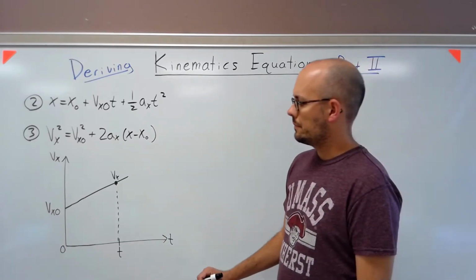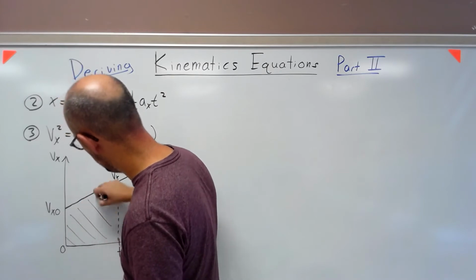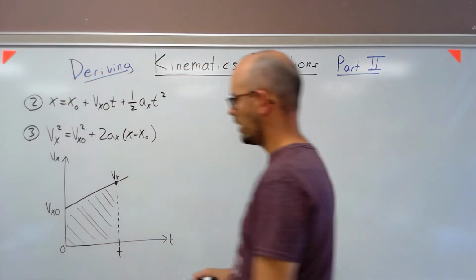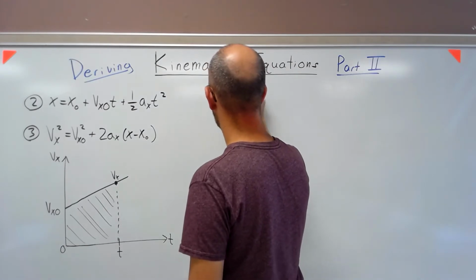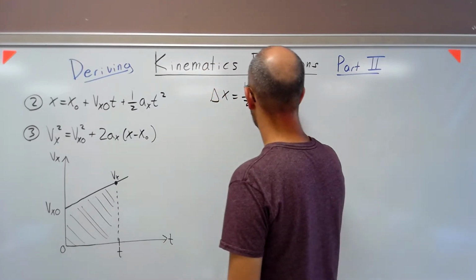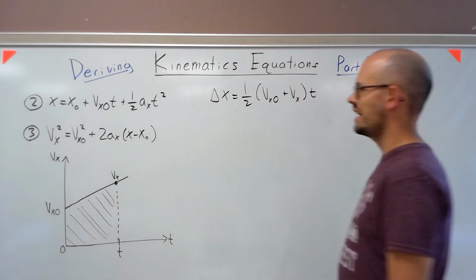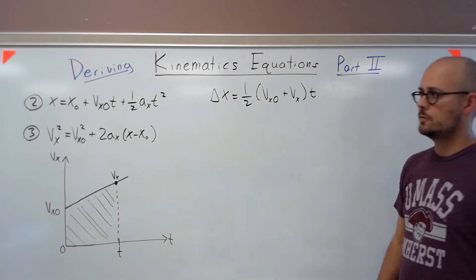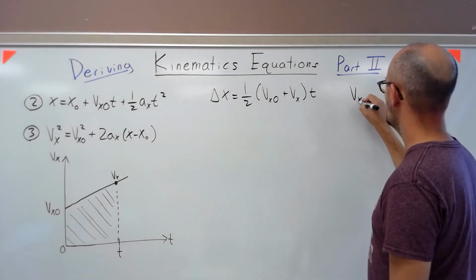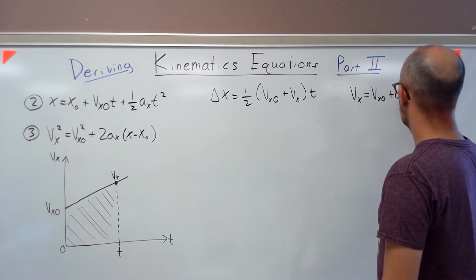So if we take the area under this graph to be the displacement, we arrived at, for the fourth equation, that the displacement was equal to 1/2 the sum of the initial and final velocities times time. And the other thing we want to keep in mind is that we have a separate equation already for final velocity. So Vx equals Vx naught plus Ax times time.